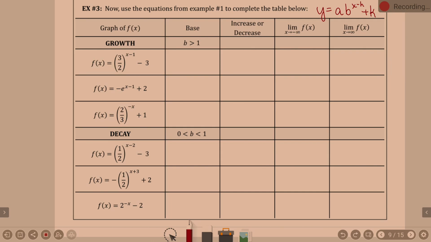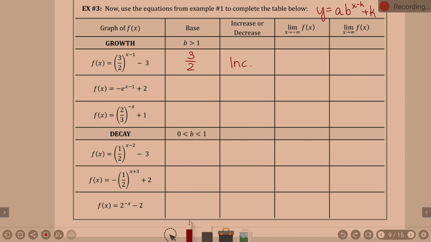So in our growth examples, the first one, f of x equals 3 halves to the x minus 1 minus 3. What is our base here? 3 halves. What was this graph doing? Increasing or decreasing? Increasing. Yeah. If it's a number greater than 1, as long as it's not reflected, it is going to be increasing. And our base is 3 halves.